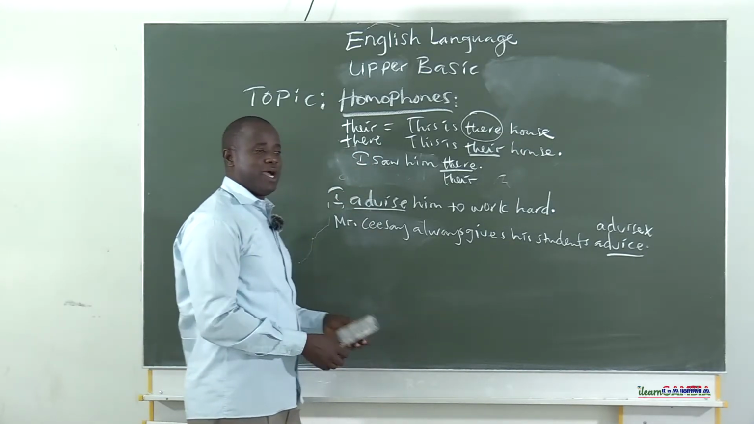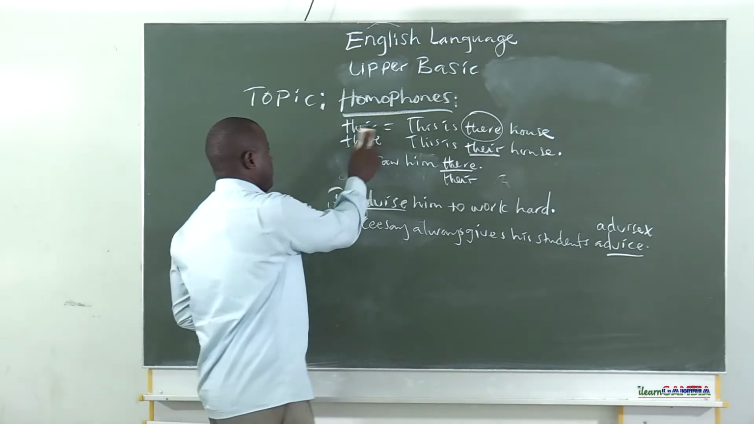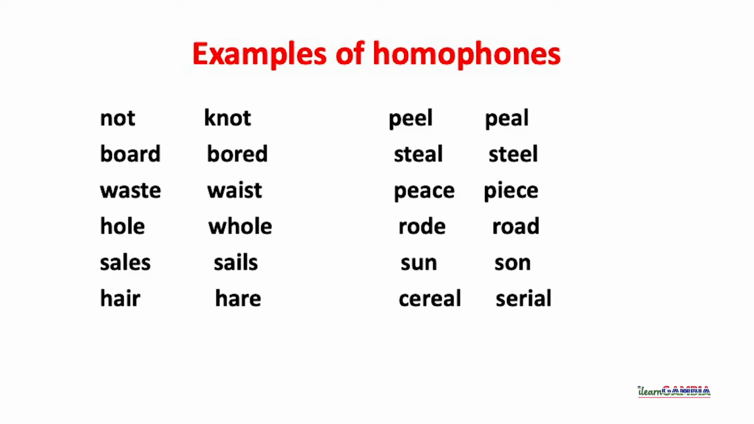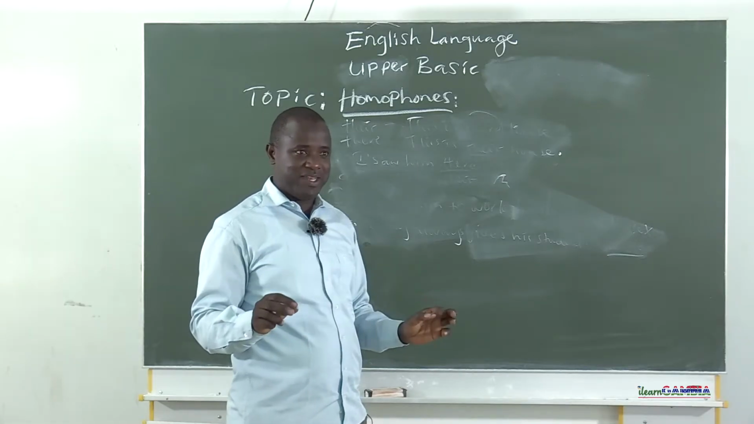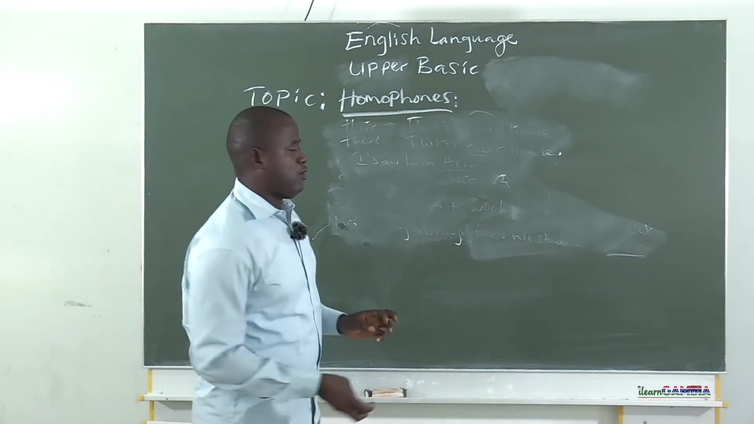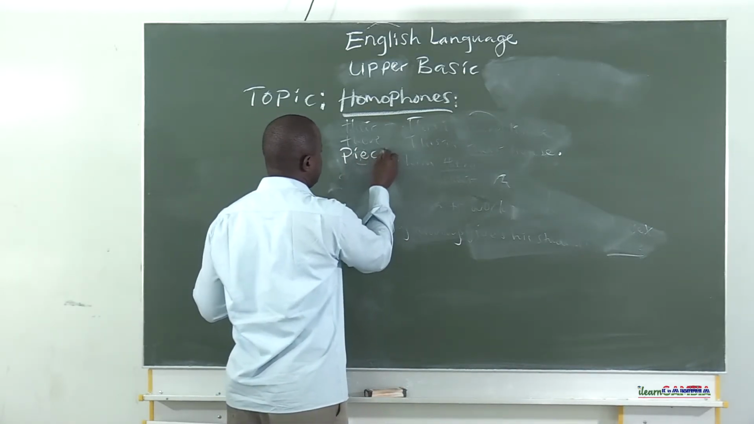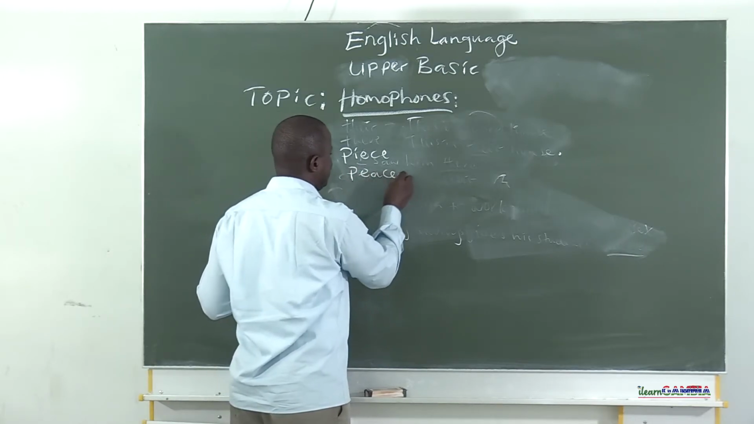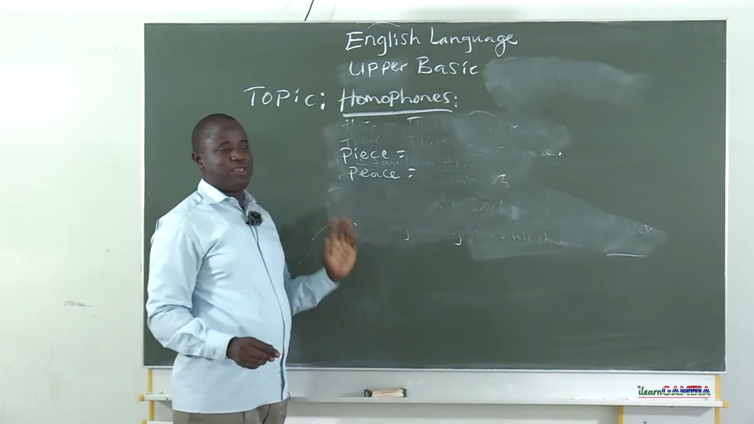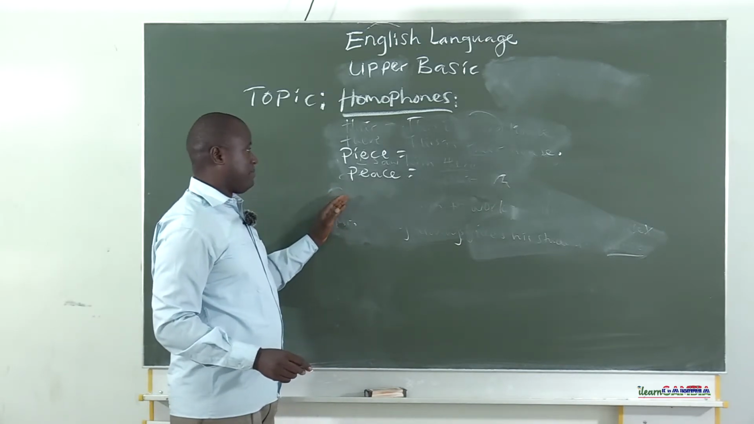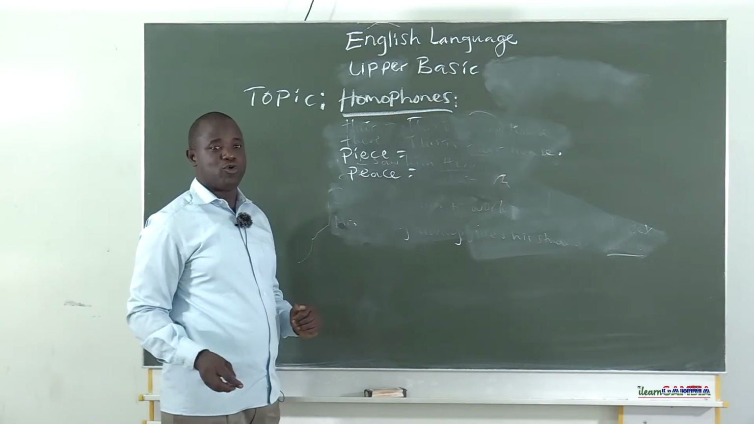Now let us move on. We look at more homophones and some examples of more homophones. If you look at these words on the board, not, peel, bought, steal, waste, piece, whole, all these words are homophones, but actually they have different meanings and they also have different spellings. Now look at this word, P-I-E-C-E and P-E-A-C-E. Both of them are pronounced as peace, but of course if you look at them, they have different spellings, and in usage also they are different.